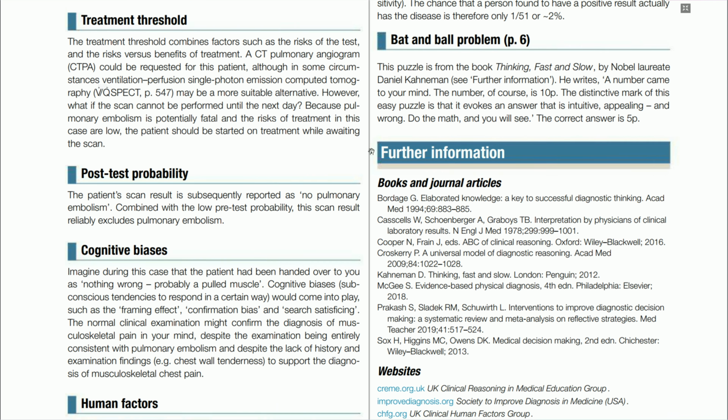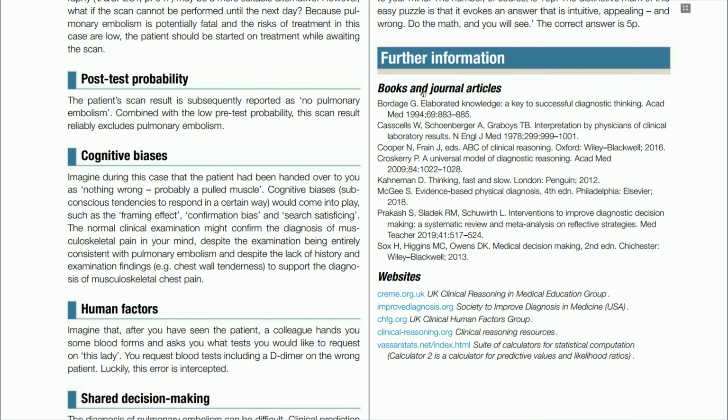Further information. Books and journal articles. These are the books and journal articles. And the websites. These are the websites.